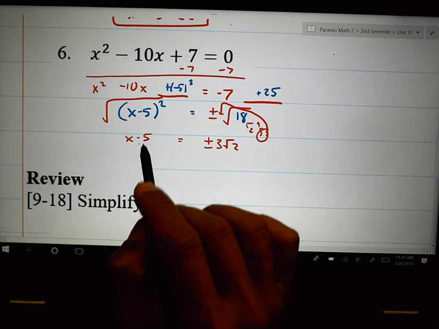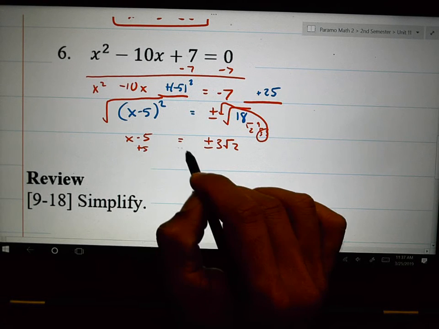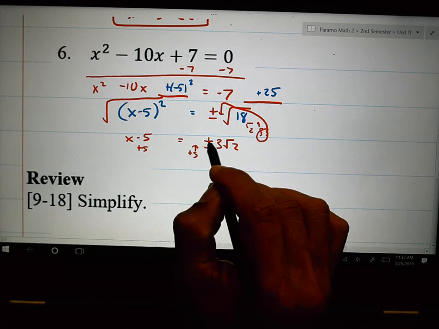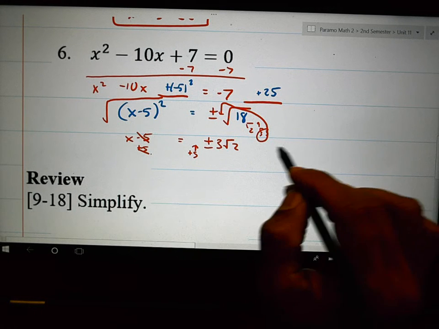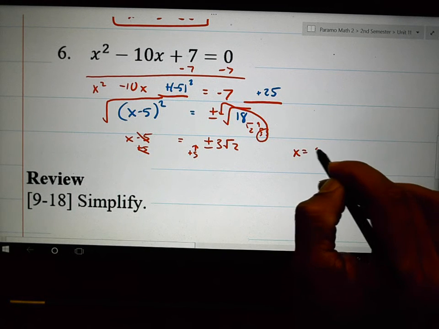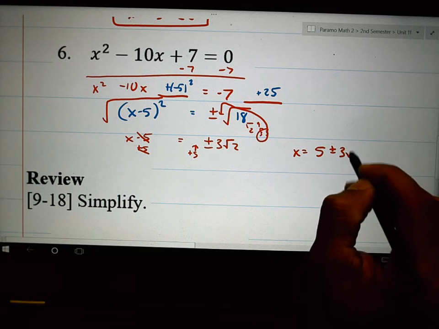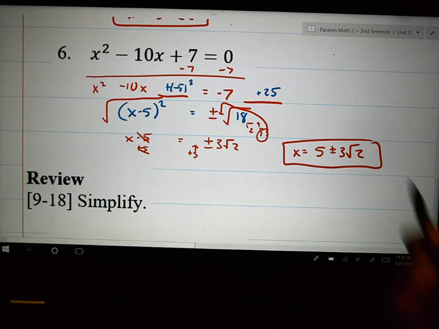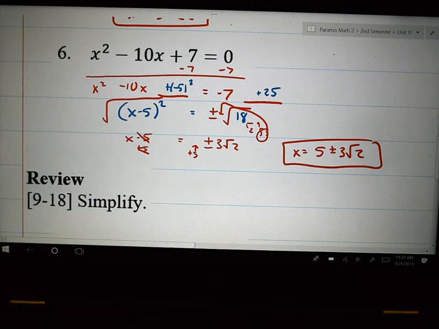We're going to add 5 and add 5. The 5 we're going to put in front of this plus or minus sign. So our final answer is 5 plus or minus 3 root 2.